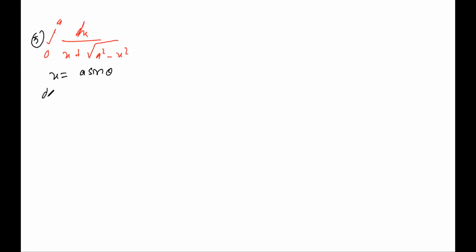Sir, yes, what happened now? In the under root there is a square plus x square. That is what I said, it was a mistake in the question. So 4 marks will be given to everyone. Now understood? Now happy, no? Okay.